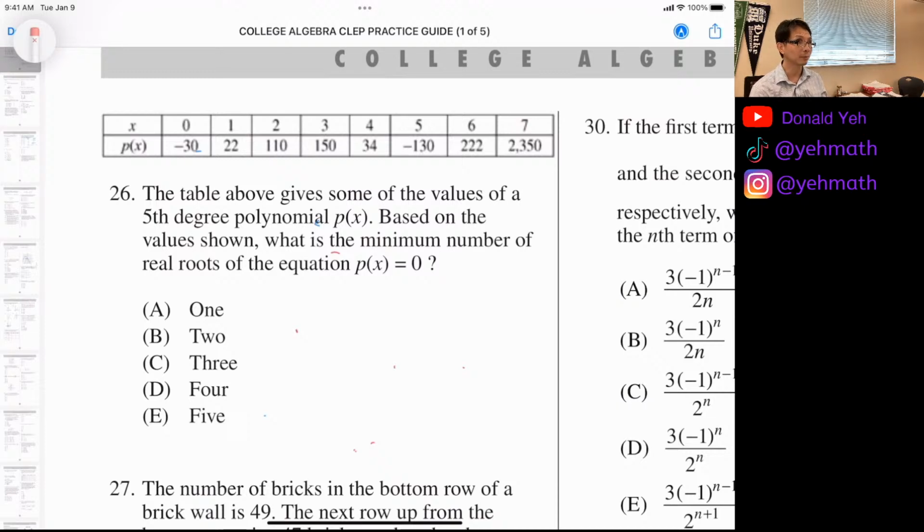How do you get 3? Because negative 30 to 22, that's 1. And then back to negative 130, that's 2. And then back to positive 222, that's 3. It has to equal 0 at least, like, it has to go through 0 when you're going from a negative to a positive.